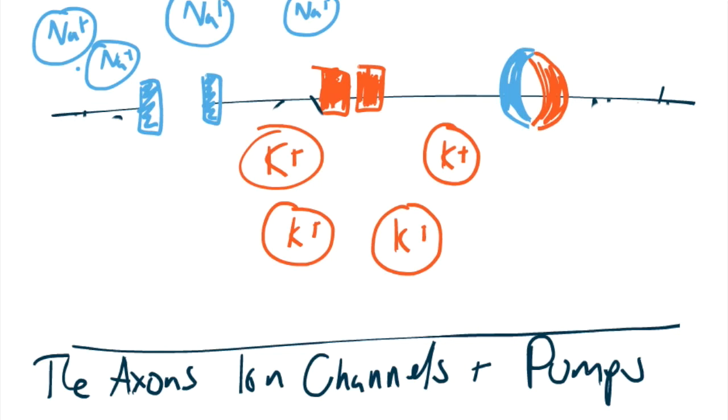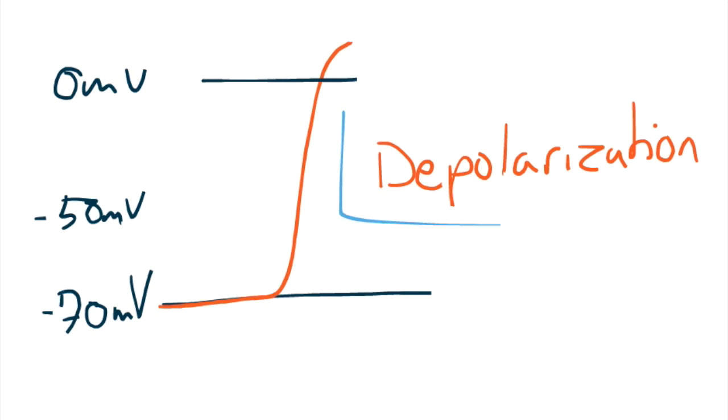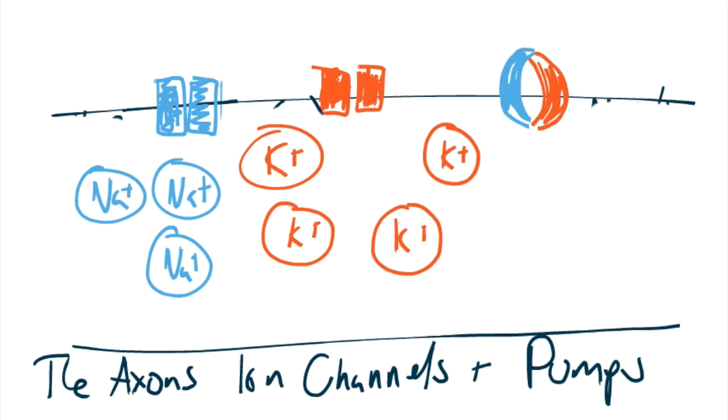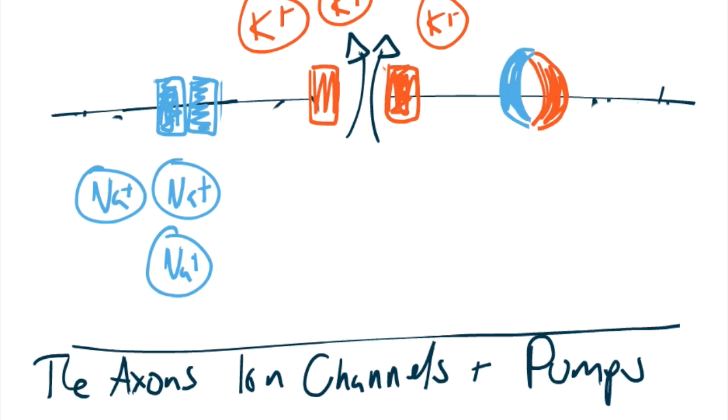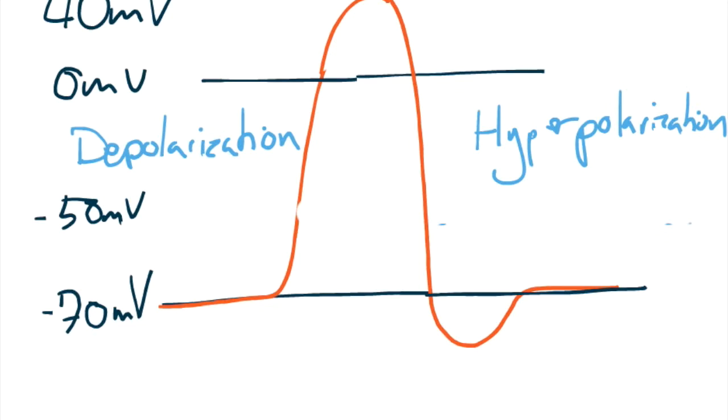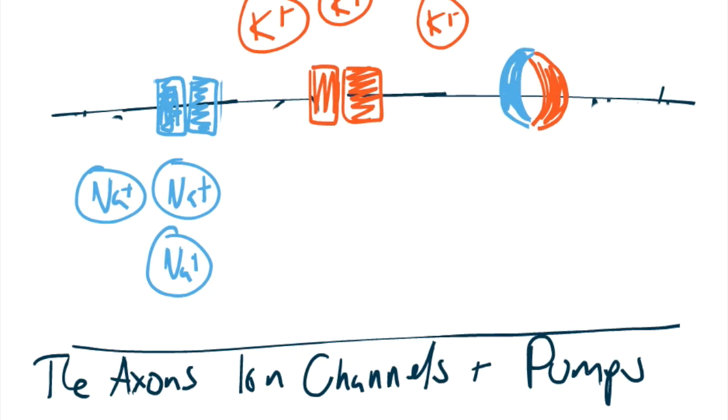When the membrane potential reaches negative 70, the channel opens and sodium can enter the axon. This is known as depolarization. Following depolarization, the sodium channel closes and the potassium channel opens. This is called hyperpolarization because it drops below 70 before returning to resting potential. Following hyperpolarization, the potassium channel closes again.